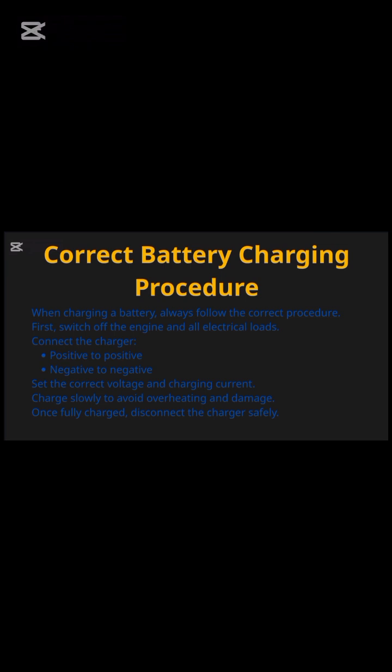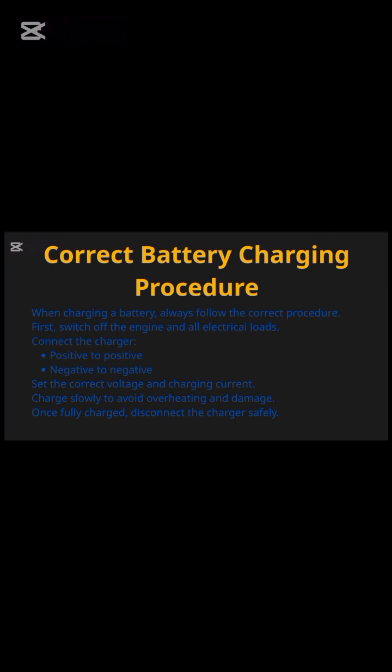When charging a battery, always follow the correct procedure. Here we are considering the battery has been undercharged. It has stayed without charge. So the following are the procedures you need to follow to charge a battery. First, switch off the engine, in case you did not remove the batteries from the engine to the charging room. If you are charging direct on the machine, first switch off the engine and all electrical loads.